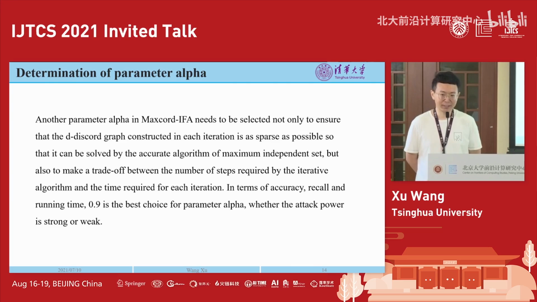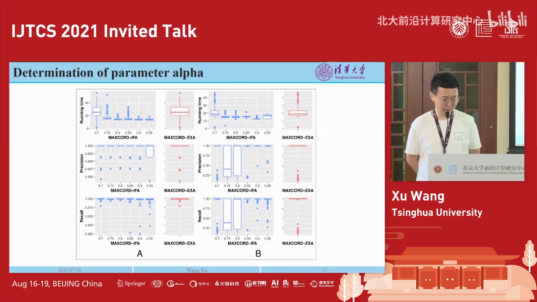Alpha needs to be selected not only to ensure the D-discord graph constructed in each iteration is as sparse as possible, so that it can be solved by the accurate algorithm of maximum independent set, but also to make a trade-off between the number of steps required by the iteration algorithm and the time required for each iteration. In terms of precision, recall, and running time, 0.9 is the best choice for the parameter alpha, whether the attack power is strong or weak. Here is the figure for the determination of parameter alpha.